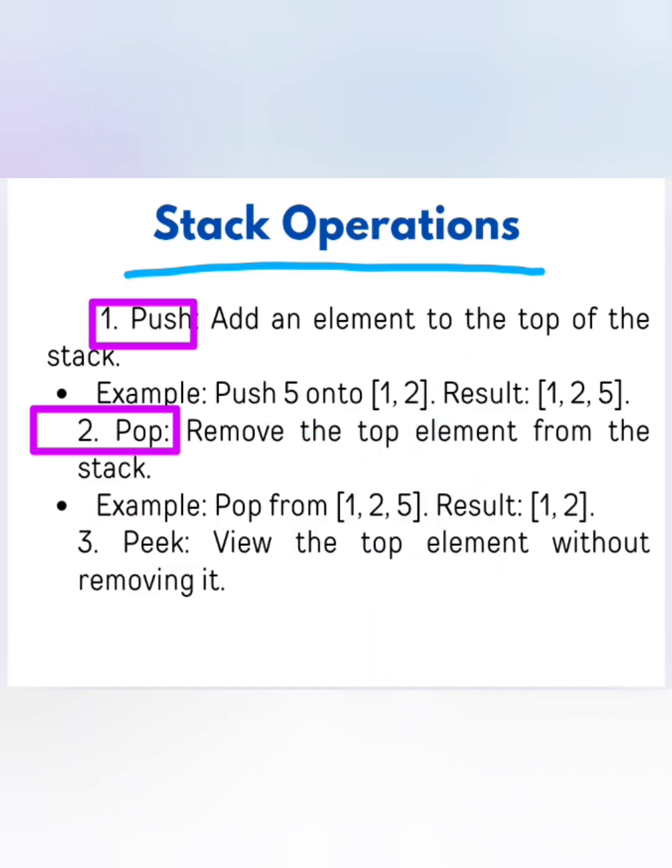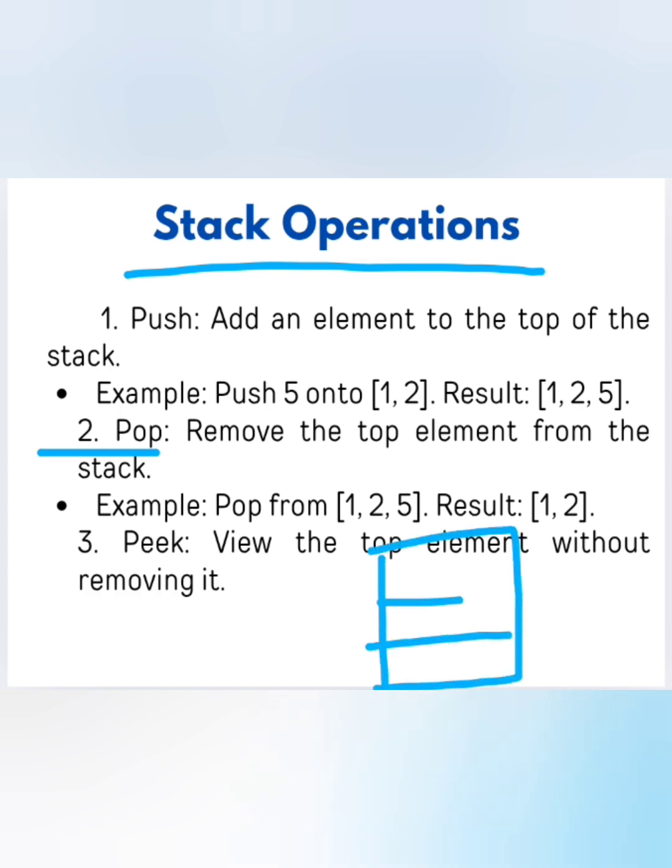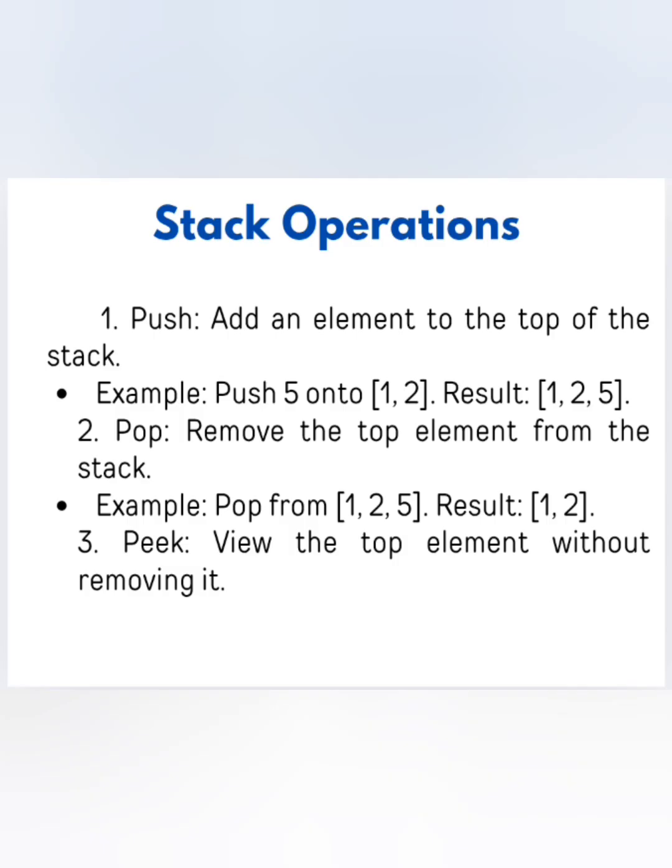The next is the pop operation. It removes the top element from the stack. As we know, this is the structure, and if we want to remove an element, this 5, from the stack, we use the pop operation. Basically, pop is used to remove the top element from the stack. Here is the example: 1, 2 and 5. If we remove the 5 from the stack, it contains the two values 1 and 2.